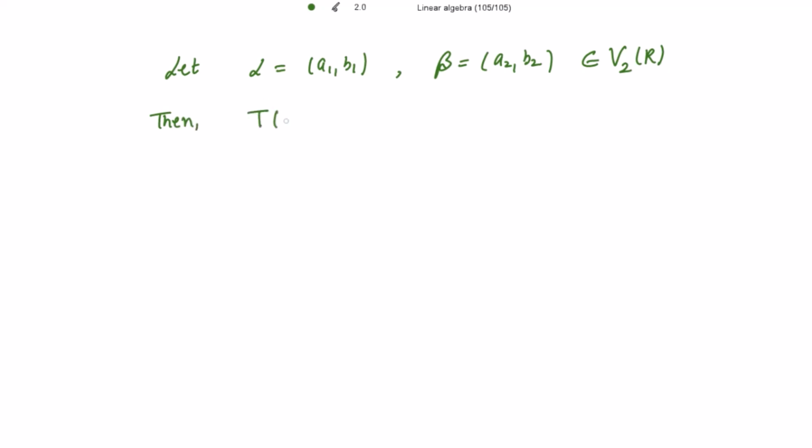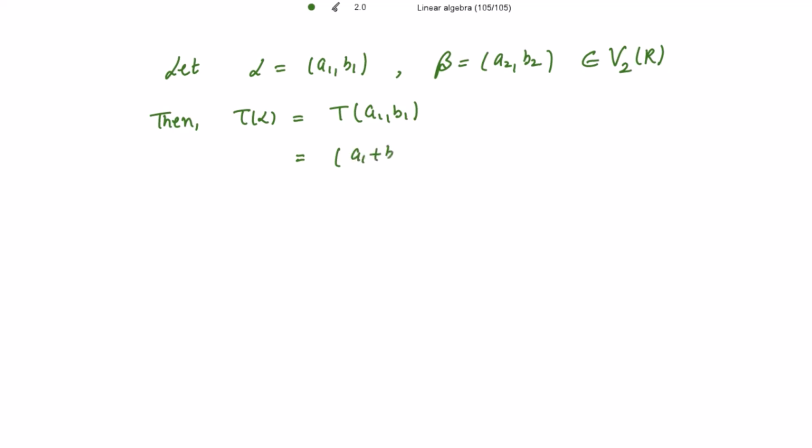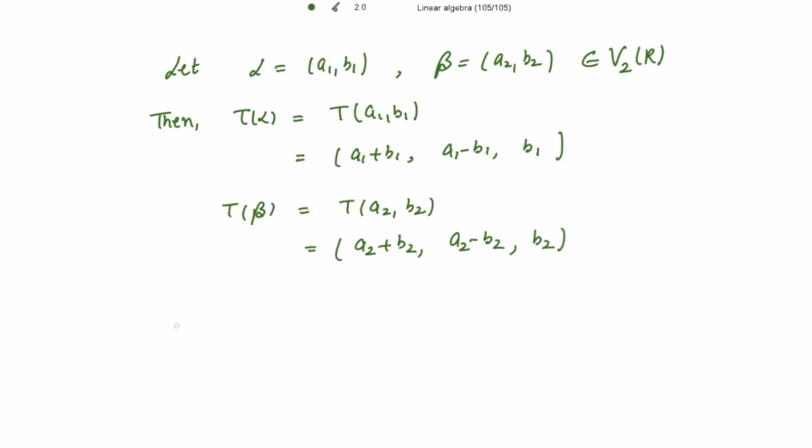Then what is T(alpha)? T(alpha) will be equal to T(a1, b1), right? And this T is defined by (a + b, a - b, b), right? So this is (a1 + b1, a1 - b1, b1). Similarly, T(beta) will be equal to T(a2, b2), that is equal to (a2 + b2, a2 - b2, b2). Let's take two elements from the field, a and b. We have taken these elements from the field R.